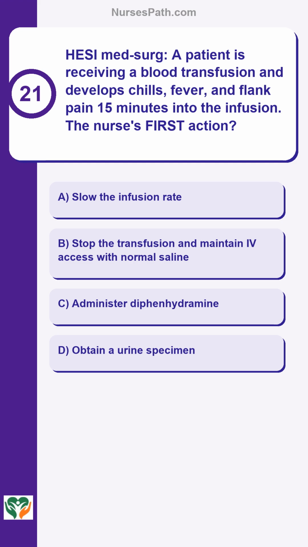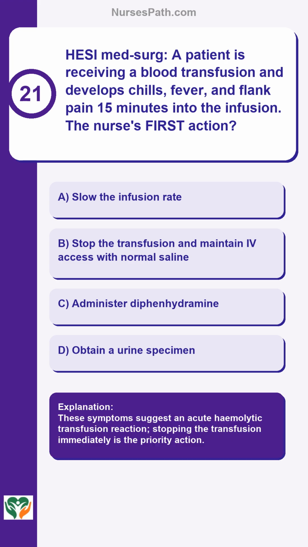Question 21. HESI Medsurg. A patient is receiving a blood transfusion and develops chills, fever, and flank pain 15 minutes into the infusion. The nurse's first action? Slow the infusion rate. Stop the transfusion and maintain IV access with normal saline. Administer diphenhydramine. Obtain a urine specimen. These symptoms suggest an acute hemolytic transfusion reaction. Stopping the transfusion immediately is the priority action.